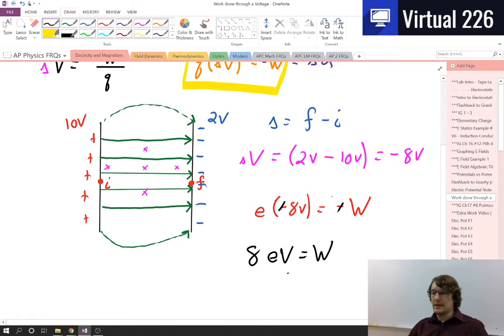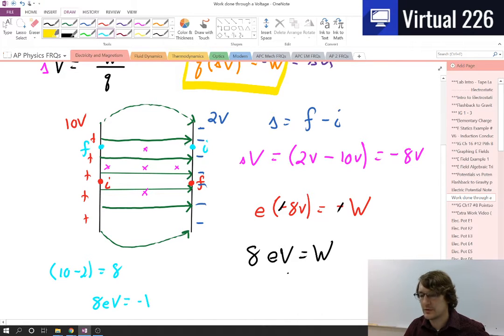Okay? So that's it. If we had a flip side of this, if we had a negative charge, so let's say we started on the right here and then ended at the left, we're actually going to get the exact same answer. This would be our initial, this would be our final. What would happen here is we'd have 10 minus 2, which equals 8, and on the left-hand side we'd have negative 8 eV, because we have a negative charge here, equals negative work, and then once again we'd see that the negatives would divide themselves out. And that's because a negative charge is moving against the electric field, and this is the way it would want to move.